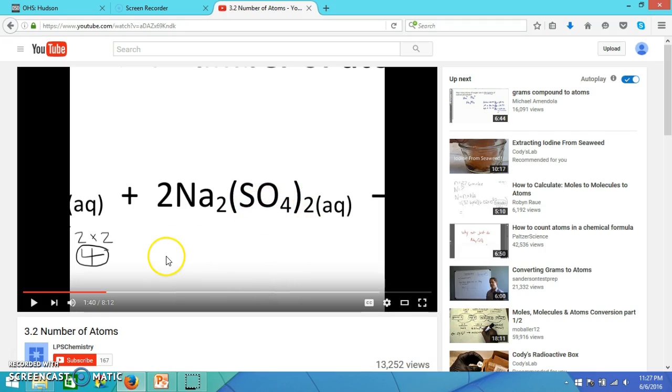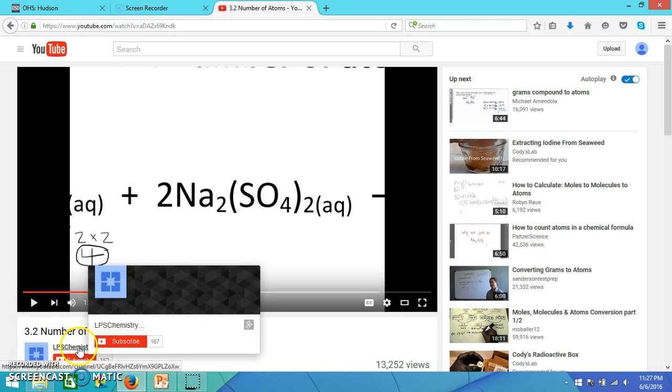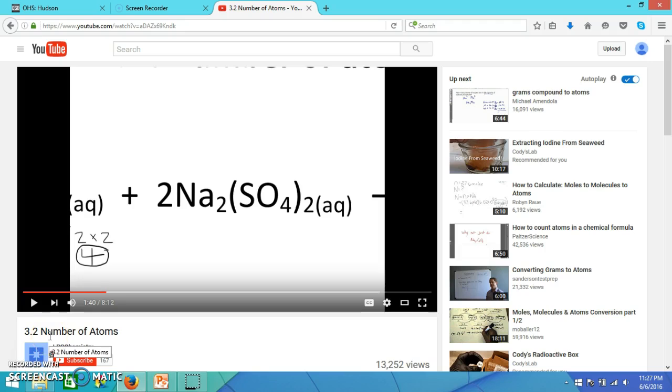And so this, I'll just play this briefly. It's LPS chemistry, 3.2, number of atoms. This is probably one of these channels where they've got lessons after lessons. But I'll just let this play for a second to explain that last bit. That's giving some people trouble, I think.